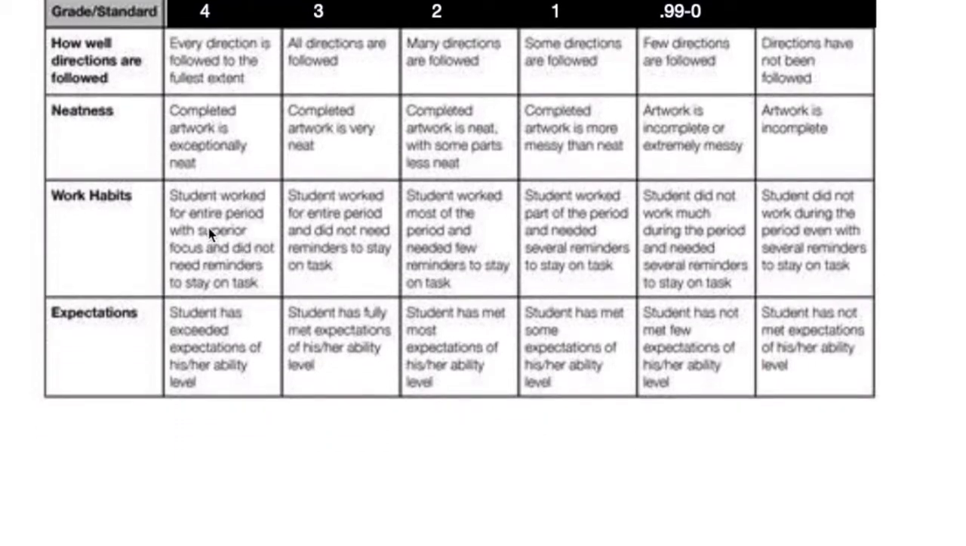Student worked the entire period with superior focus and did not need reminders to stay on task. Of course, you're going to work and get this done. Student has exceeded expectations of his or her ability level.